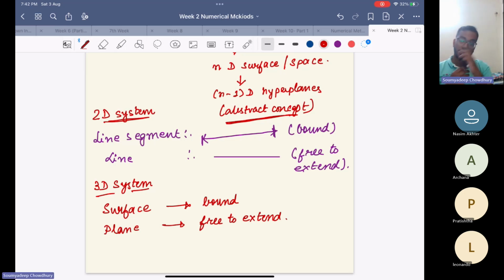You're telling line segment is a defined linear function in an interval. Yes, correct. That is what I'm saying. A line segment is bound, right? The interval of that particular function is fixed, whereas a line is free to extend. There is no limit on the endpoints. Similarly, if we translate that to 3D, a surface is bound and a plane is free to extend.